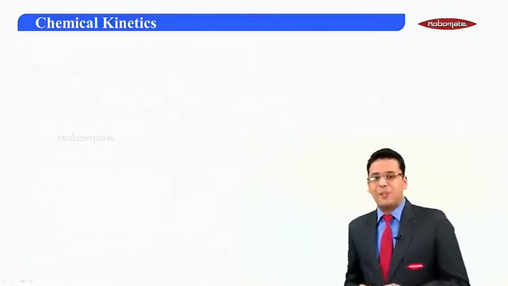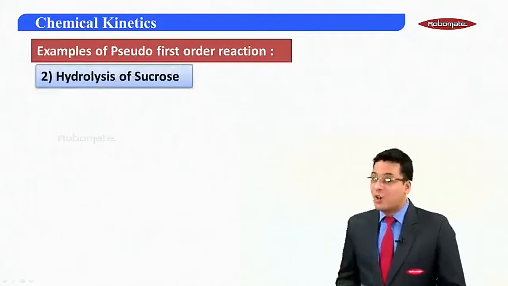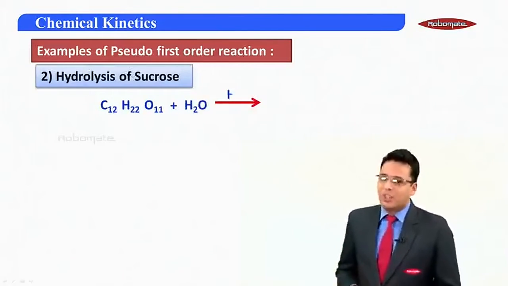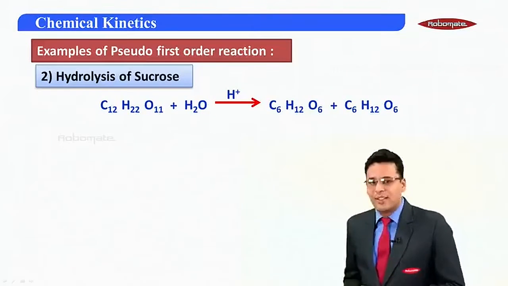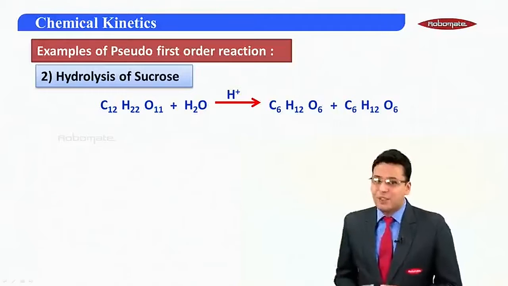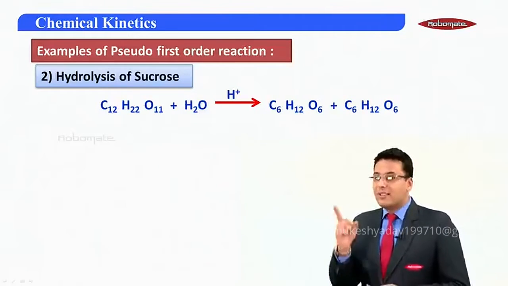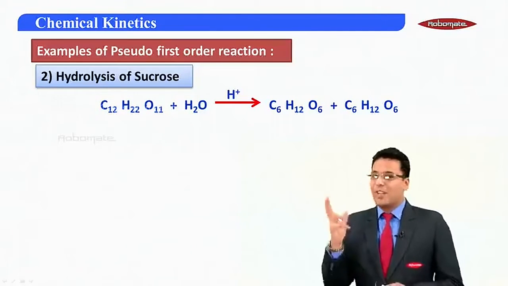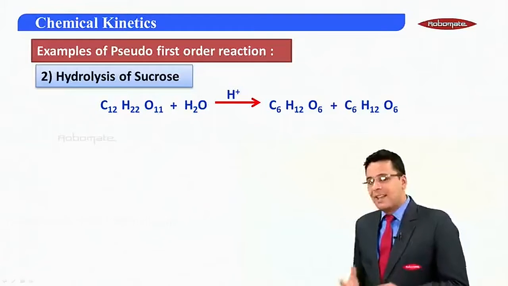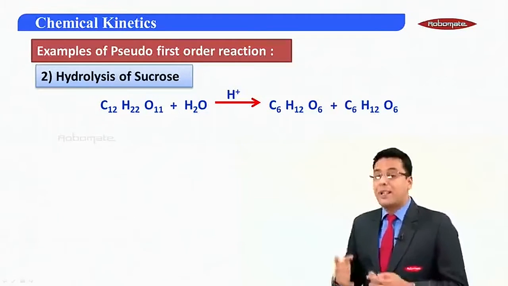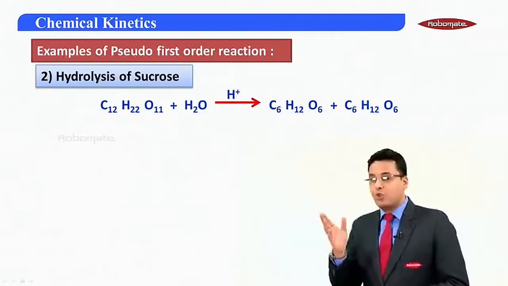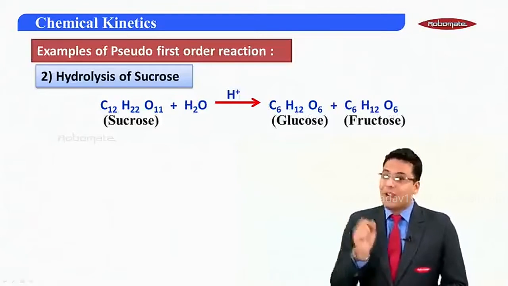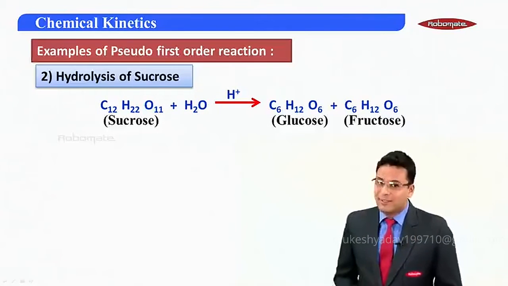Let's take another example of the same. Hydrolysis of sucrose. Now I'm sure you all remember this equation. C12H22O11, that is sucrose, reacting with water in presence of water to produce C6H12O6 and C6H12O6. Now even though the molecular formula is same, these two compounds are optical isomers of each other, glucose and fructose. In this case, sucrose is producing glucose and fructose with the help of water.